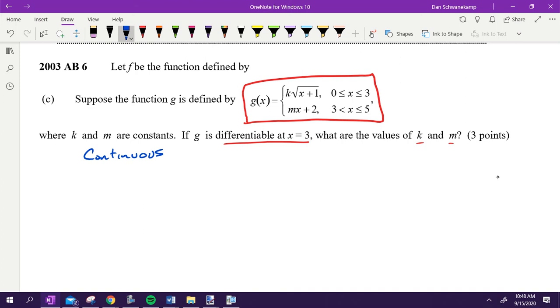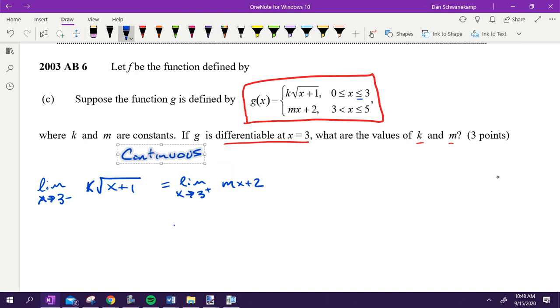Left, middle, right. The good news here is I really just care about the left and the right because the middle is already equal. So we're going to do the limit as x approaches 3 from the left. That's this equation right here, k square root of x plus 1, and it needs to be equal to the limit as x approaches 3 from the right, which would be the other one, mx plus 2. Those two equations are going to show that I'm continuous. Cool, so let's do that.